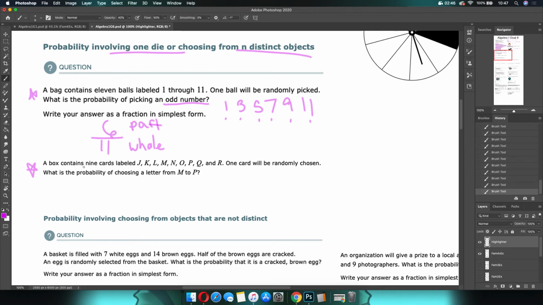Then the next one contains 9 cards. The one thing they do nice for you, when I was originally looking at the screen grab, I thought I had to count out how many letters there are, but it outright tells you in the problem. Generally speaking, there will be an exception, but generally speaking, they tell you what your whole is right there in the first sentence. One card is randomly chosen. What is the probability of choosing a letter from P to M? So 1, 2, 3, 4. There are 4 out of the 9 probabilities. And suddenly you start to realize that this actually isn't that bad.